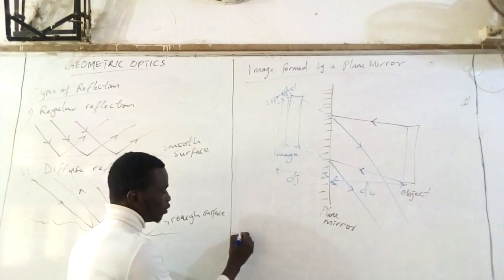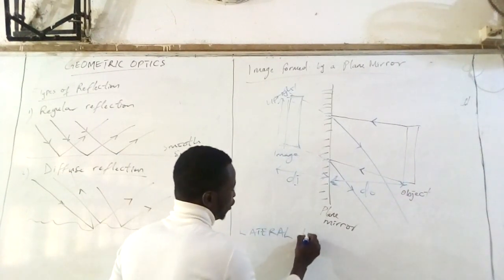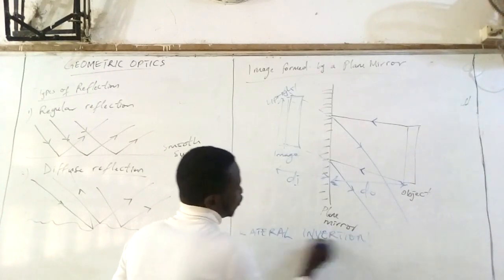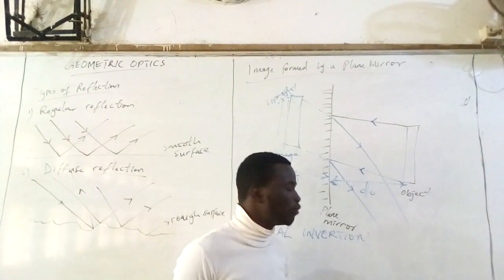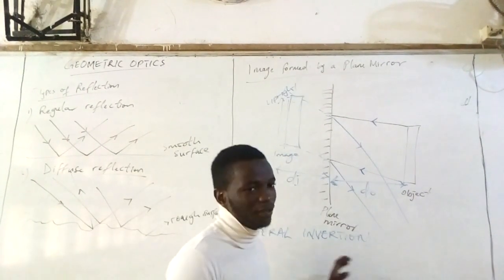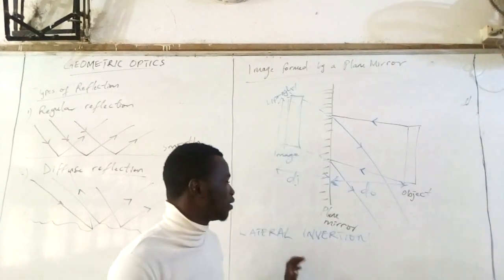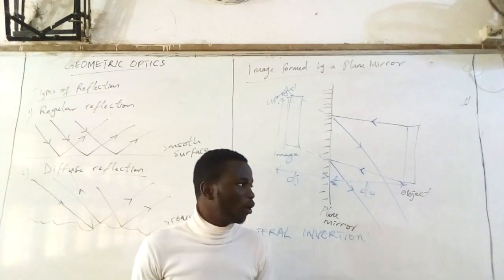Then another property of the plane mirror is lateral inversion. Lateral inversion means the image produced by a plane mirror is inverted by the side, laterally inverted. That is, the right side of the object will become the left side of the image.